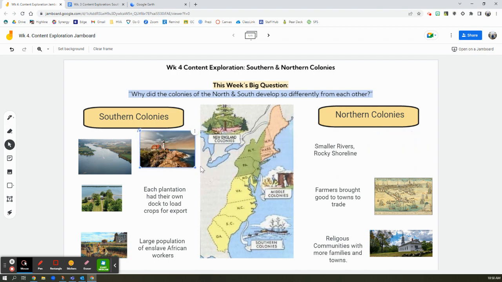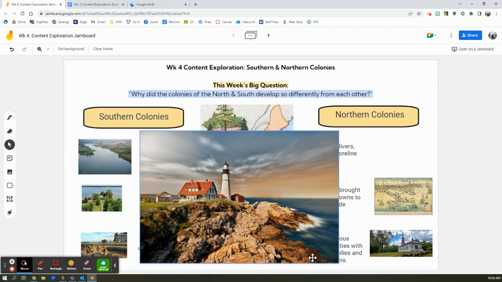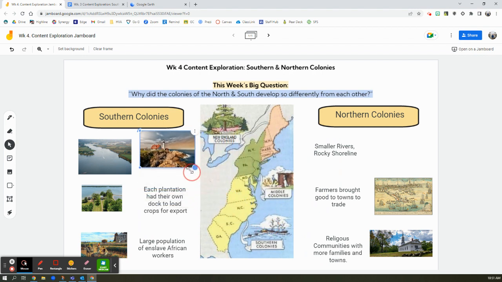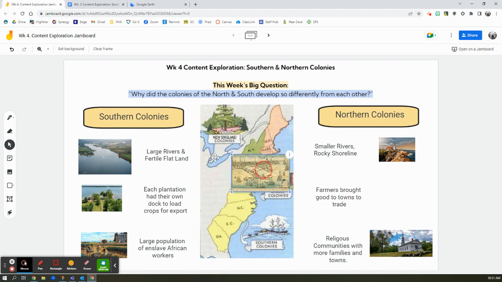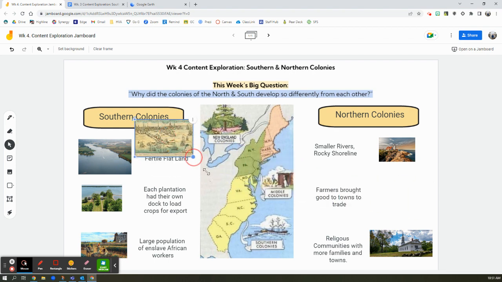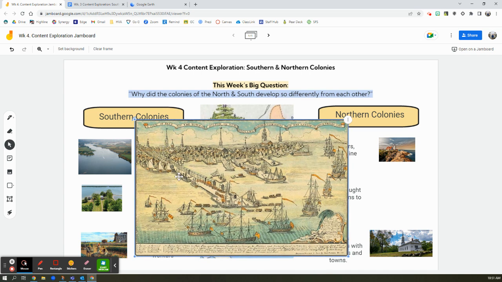Big difference here in terms of the geography is that the northern colonies do not have those large rivers. They have very rocky shorelines, and they have a hilly, or mountainous kind of landscape. And that's important because it means that farmers had to bring their goods to towns to trade. So you had to load up your goods into a wagon and bring it to a town like this, which is an old picture of Boston with their long wharf.